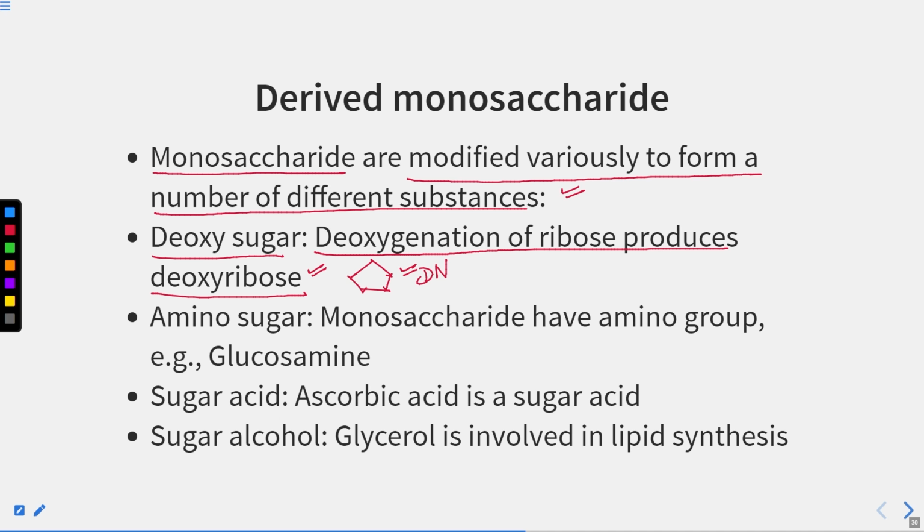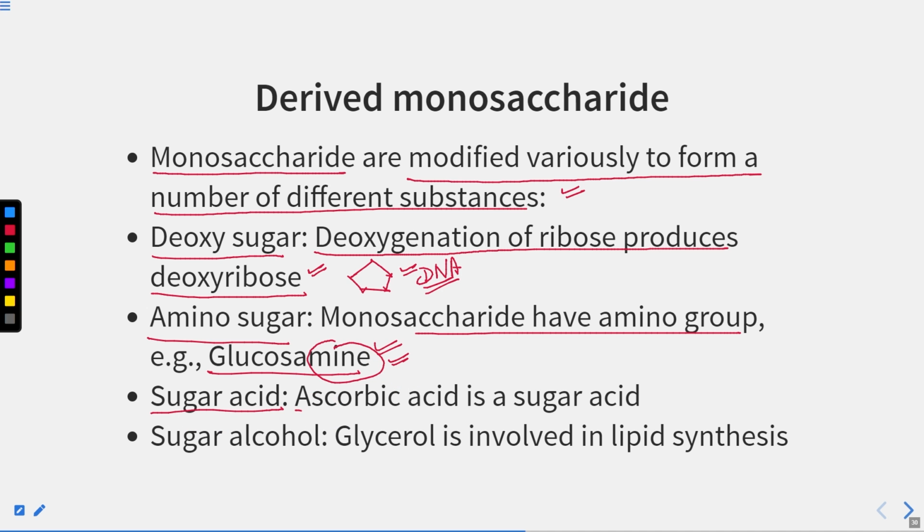It is found in DNA, deoxyribose nucleic acid, as the name suggests. Amino sugar: monosaccharides having an amino group, for example glucosamine. So when an amine group is joined with glucose, it forms glucosamine.